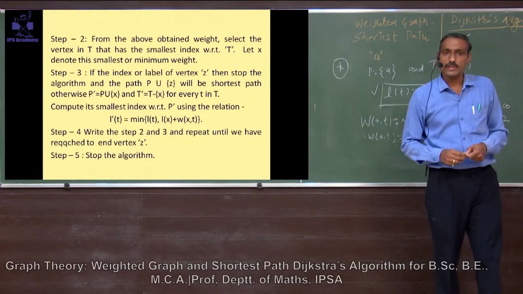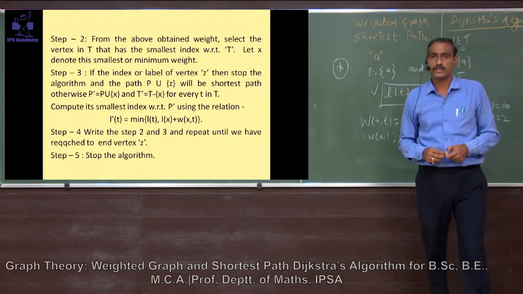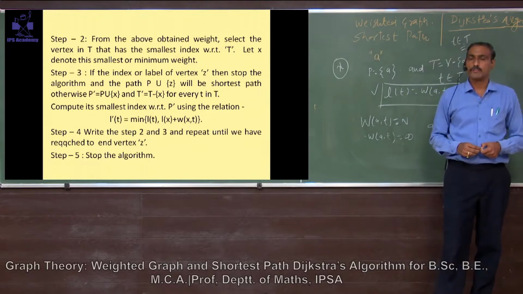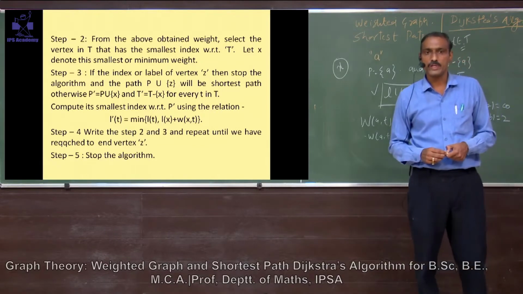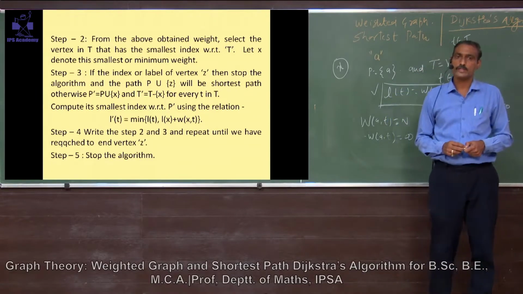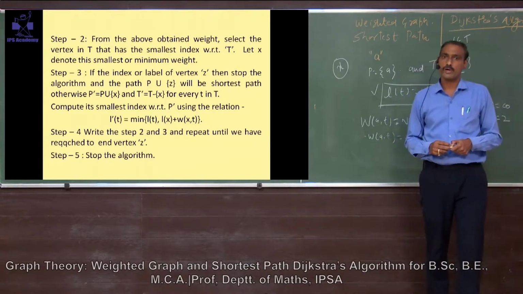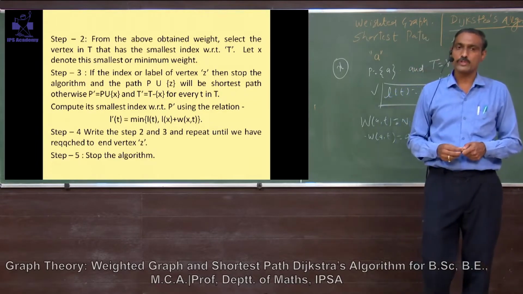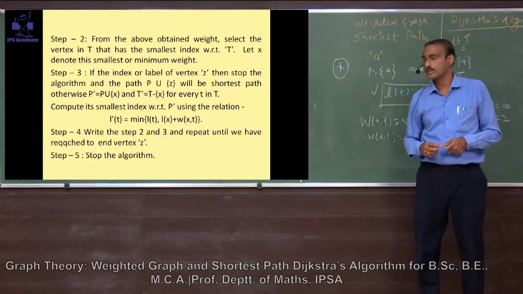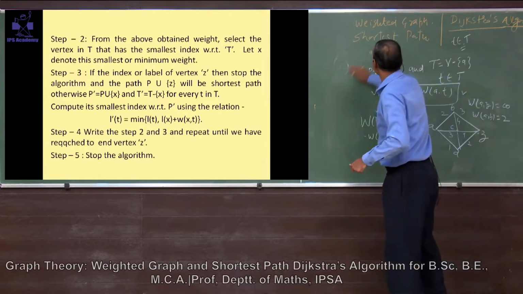Step 3. If the label of vertex is Z, then stop the algorithm, and the path P union Z will be the shortest path. Otherwise, P dash equals P union X, and T dash equals T minus X. For every T belonging to T, we compute its smallest index with respect to P dash using the relation. Now we use the relation.